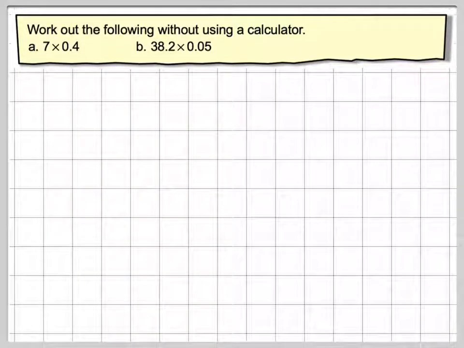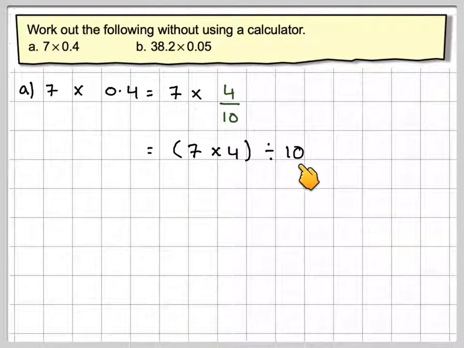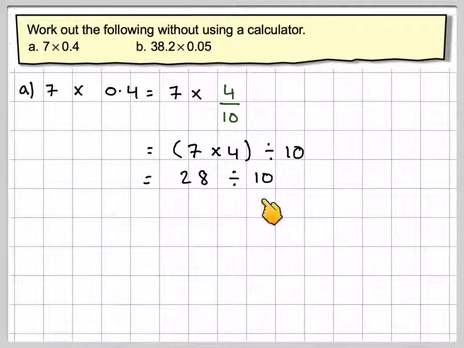So in this video, we're going to look at what we have to do when we have to multiply either a whole number by a decimal or two decimals together. So we've got 7 times 0.4. Now we could look at this problem as saying it's 7 times 4/10, which means I could do 7 times 4 divided by 10. Do the 7 times 4 first. 7 times 4 is 28. 28 divided by 10 means that I would move the decimal point one place that way and get an answer of 2.8. That's fairly straightforward.